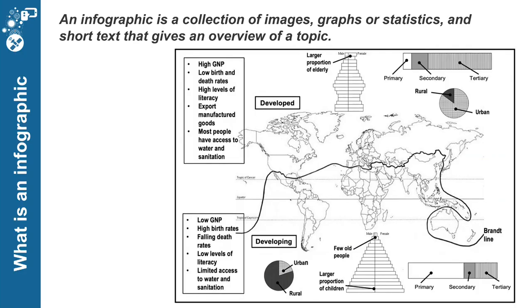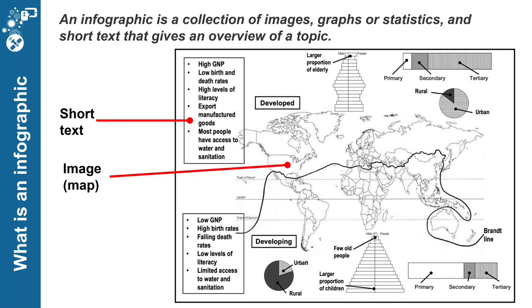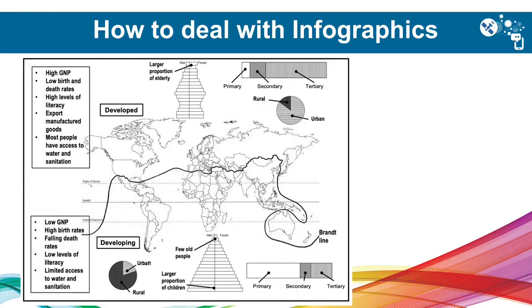Then infographics. These are becoming more and more popular, and we know that an infographic is a collection of images, graphs, and statistics that gives an overview of a topic, and it's given on 1 page usually. And when I look here, I can see there's a text, there's an image, which is the map in this case, and there's a graph. Okay? There's more than 1 graph. So how do we deal with infographics? In exactly the same way.